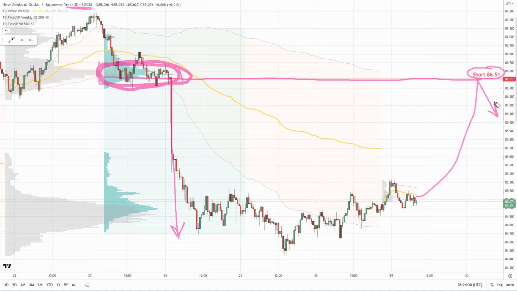All right, the logic is still the same, the setup is still the same. What you need to do is only look for this pattern across the charts and then wait for those pullbacks to those heavy volume zones and trade from there. All right, so that's about the New Zealand dollar Japanese yen.